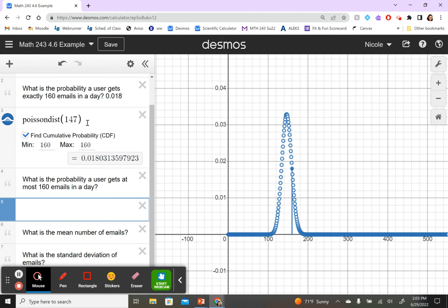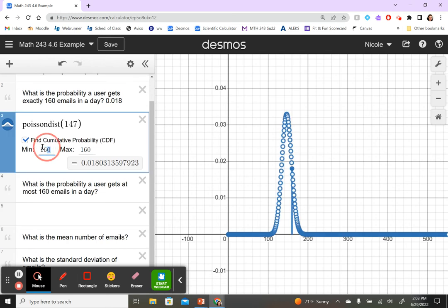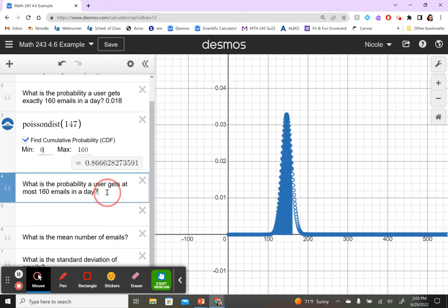Let's try another one. What is the probability that the user gets at most 160 emails per day? At most 160 means 0, 1, 2, up to 160 being the max. So if I change that to 0, that is any number of emails between 0 and a maximum of 160. So the answer is 0.867 if I round to 3 decimal places.